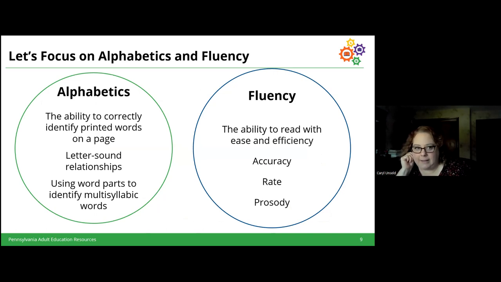Okay, so let's talk then. We're going to come back to this alphabetics and fluency piece. I described it in the slide before, but alphabetics is the ability to correctly identify printed words on a page, and also know what letters, letter blends, words, and multisyllabic words, so compound words, what the letter-sound relationship is. So when they see it, they can say, I don't know that word, I don't know what it is, but I can sound it out, right? And again, fluency is the ability to read with ease and efficiency. We're going to talk about accuracy, rate, and prosody again.